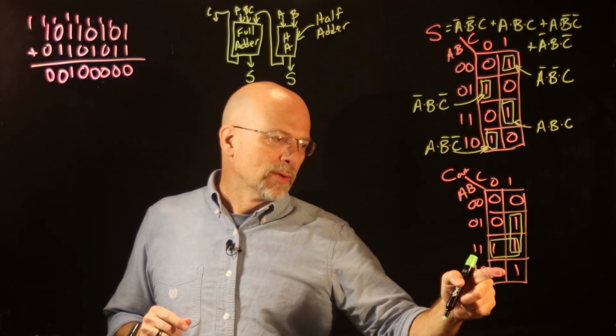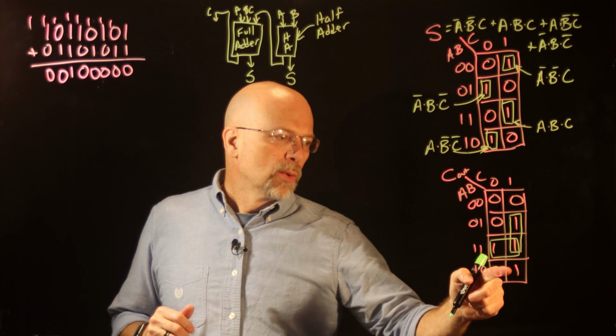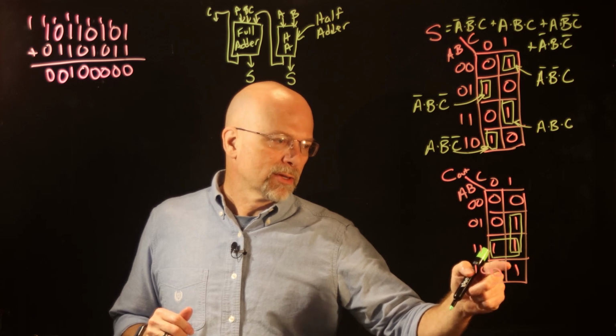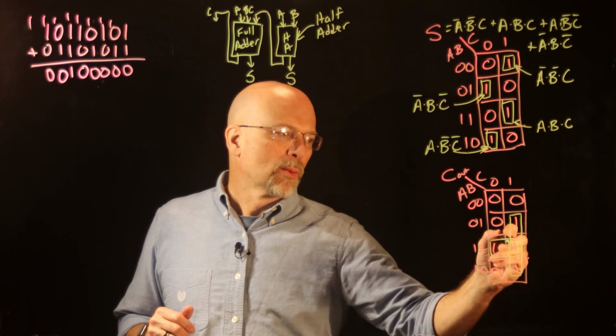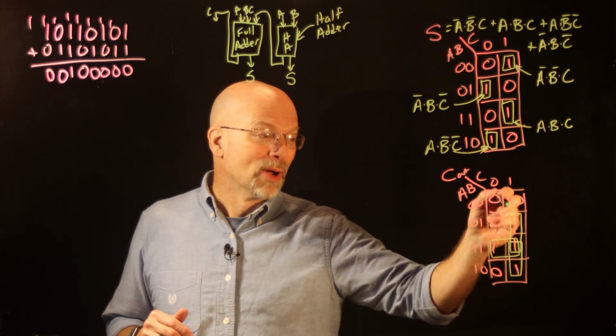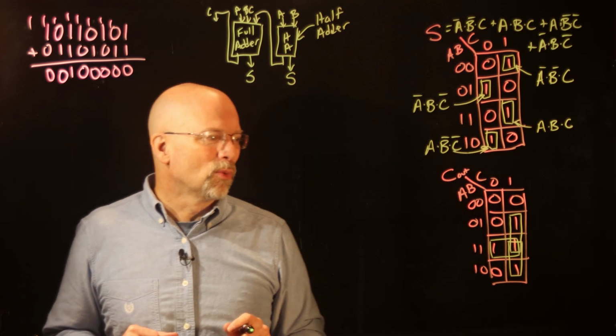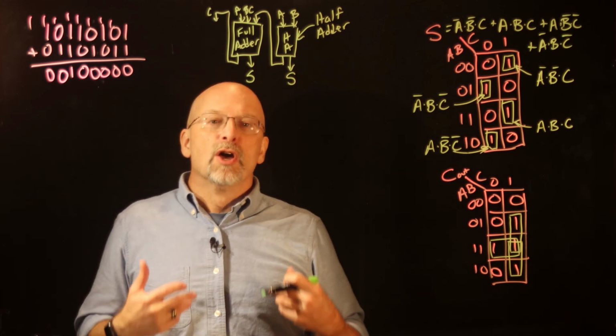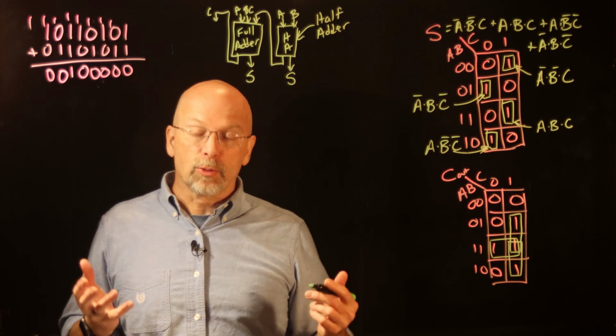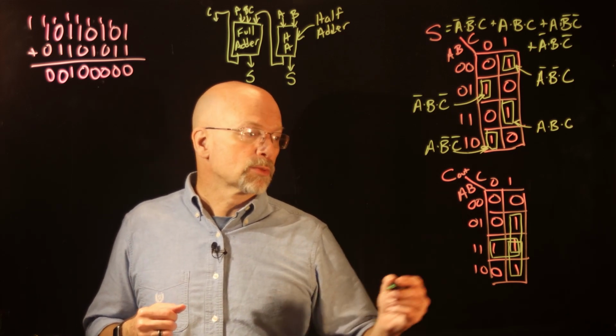And lastly, we've got this one right here, which can't be paired with the 1 to the left of it, can't be paired with the 1 below it, but it can be paired with the 1 above it. So I've got 3 rectangles, 3 groups, which are going to create 3 products for our sum of products expression.